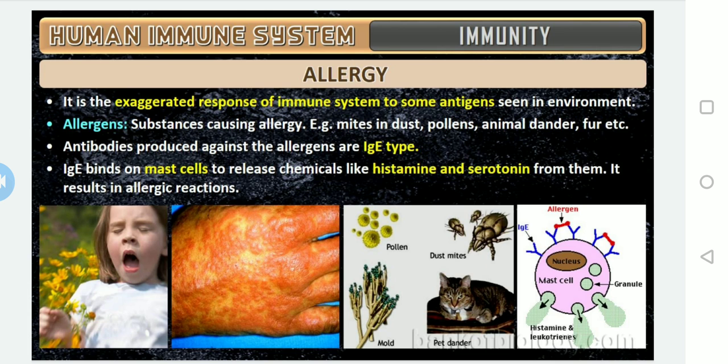Okay, and a very important one, allergy is due to release of histamine and serotonin from the mast cells. Okay, so that's what I said. IgE binds on the mast cells to release the chemicals like histamine and serotonin from them. It results in the allergic reactions. Okay, so very important how they will be treated.